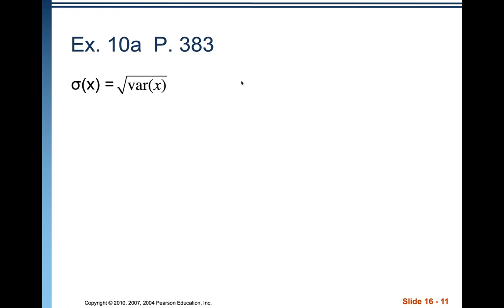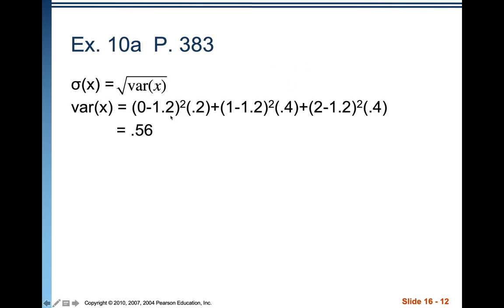All right, so exercise 10A, we're going to find the standard deviation. Remember, it's the square root of the variance. We have already found the mean, the expected value for this formula. So we're going to take that expected value and subtract it from each observation. So (0 minus 1.2) squared times 0.2 plus (1 minus 1.2) squared times 0.4 plus (2 minus 1.2) squared times 0.4, and we get 0.56.